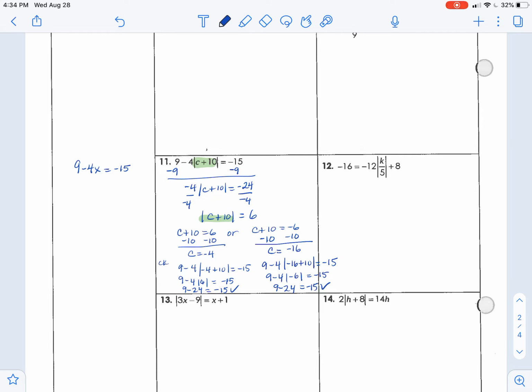So that's what it means to isolate the absolute value. You cannot write both equations until you have isolated your absolute value. And I would do a quick check just to double check to make sure it does work. Typically, most absolute value solutions do work, but there are a few cases where it definitely might not work.